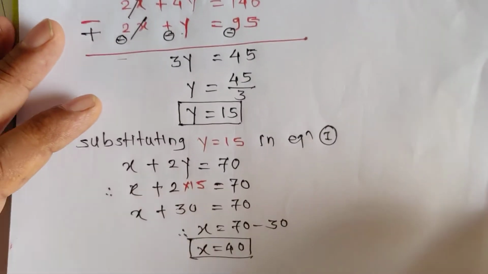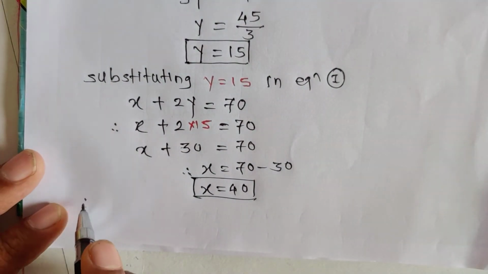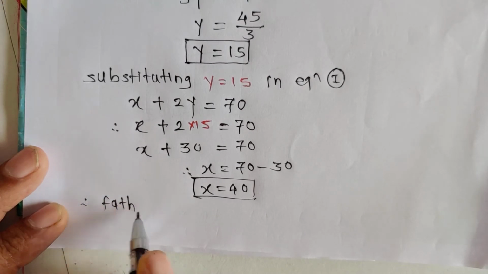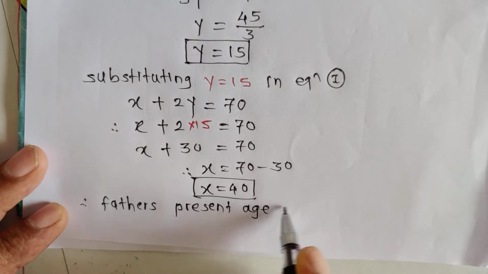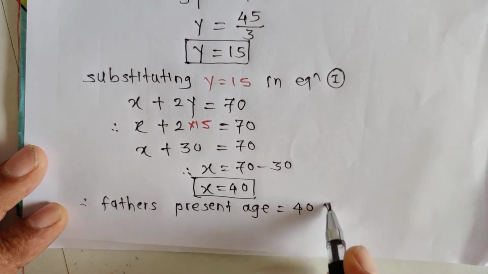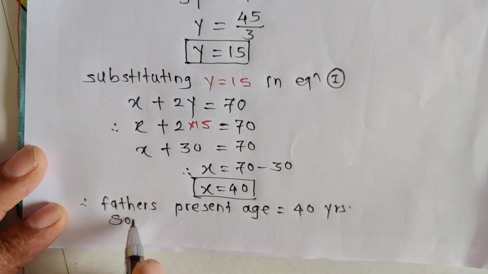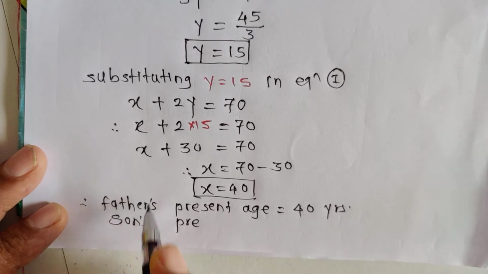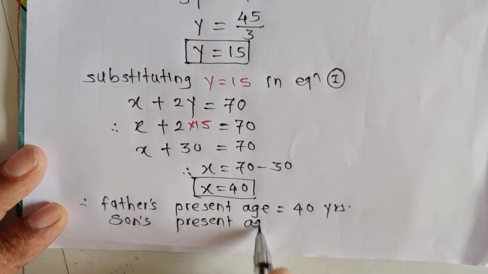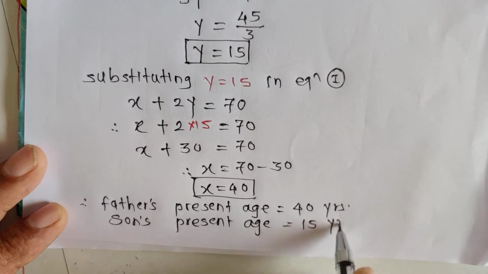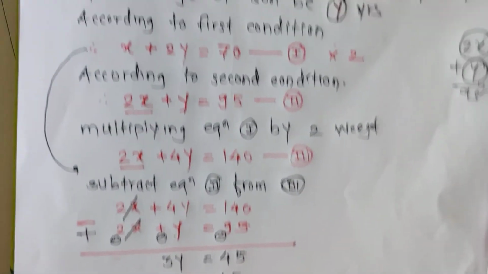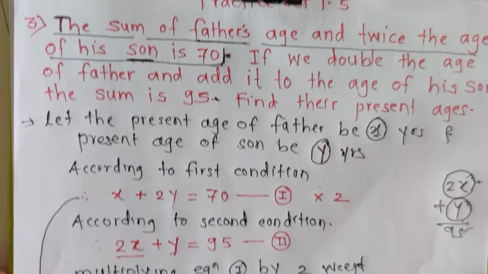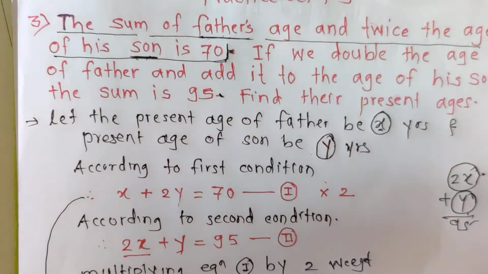Now write the answer in the form of a statement. Therefore, father's present age is equal to 40 years and son's present age is equal to 15 years. So always write the answer in the form of a statement. So I think that second sum is cleared. Now let us see more sums from this chapter.